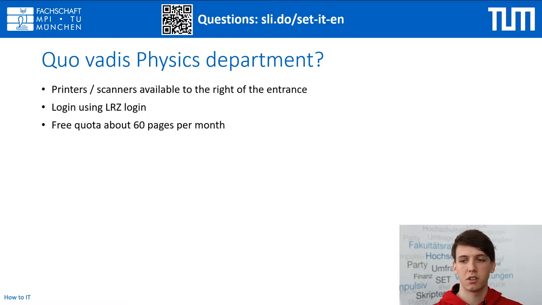I've talked a lot about printing in the mathematics and informatics departments. I did leave out physics for the last few minutes, but that's because it's rather simple. You have printers and scanners at the right of the entrance, where you can log in using your LFZ login, because of course you don't have an RGB login. But physics students get a free quota of about 60 pages per month, so quite a lot more than mathematics or informatics.